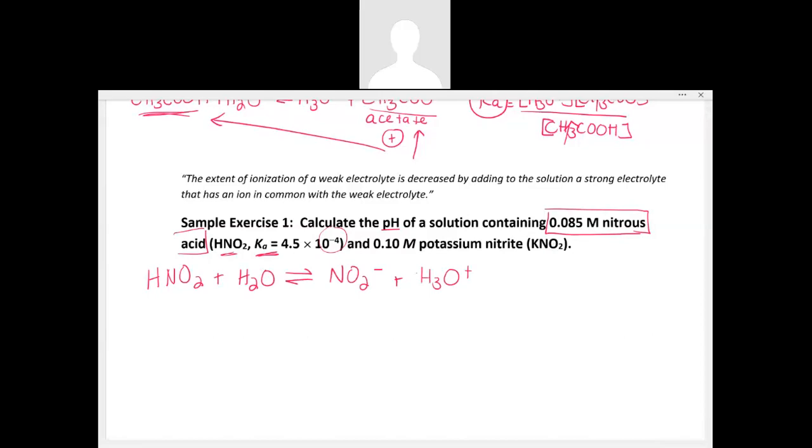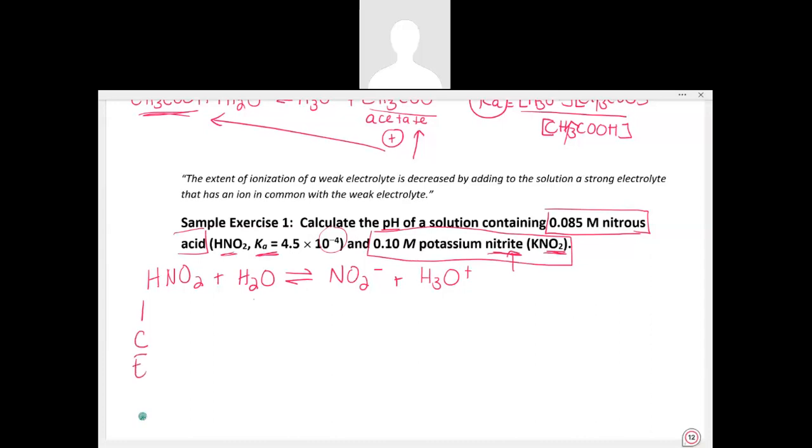I'm writing out the chemical equation at equilibrium here. So we have our nitrous acid, we add it to water, we get our nitrite ion, so that word there. And then we have an additional source of that nitrite ion from this potassium nitrite. So we're given a second concentration here. So 2 concentrations were given, the Ka value, and then our source of the common ion here is going to be the anion nitrite.